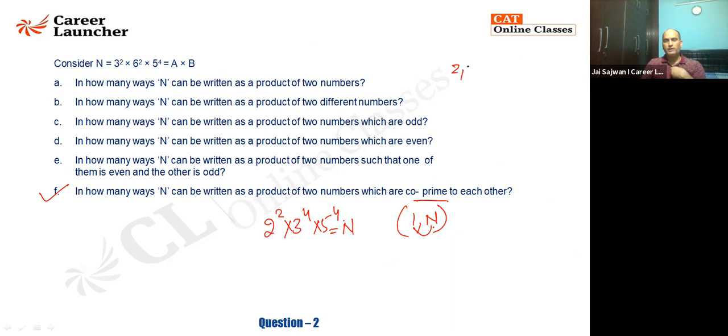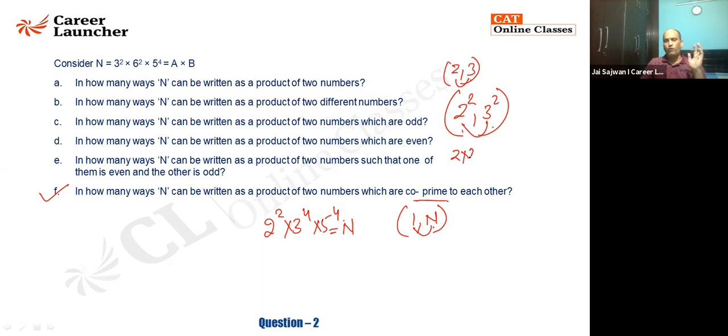For example, if you say 2 and 3, both are prime numbers, they are also co-prime because there is nothing common between them. All prime numbers in the world are also co-prime. But if I write one number as 2 square and the second number as 3 square, you will say though they are not prime, they are co-prime. Why are they co-prime?